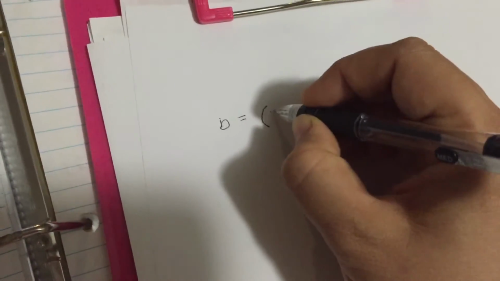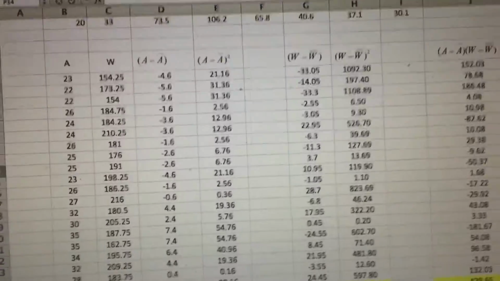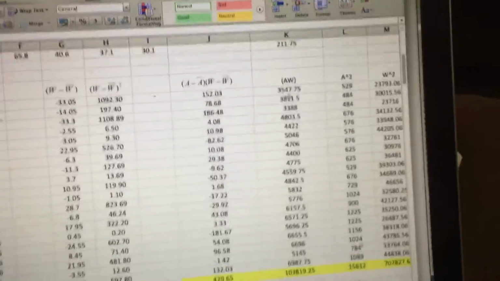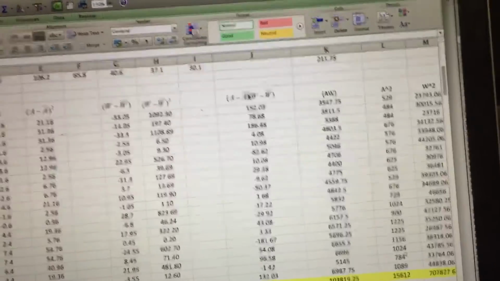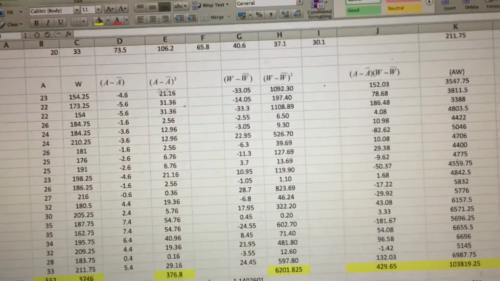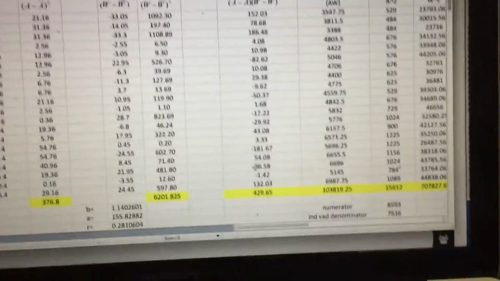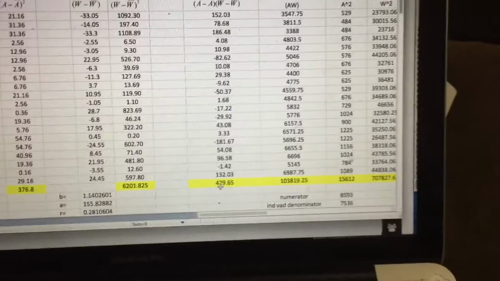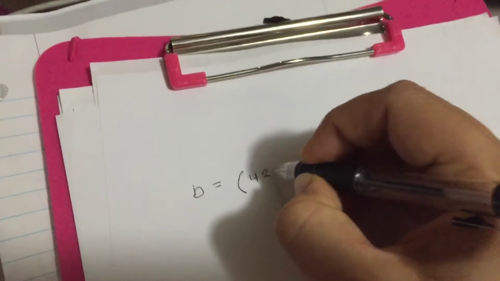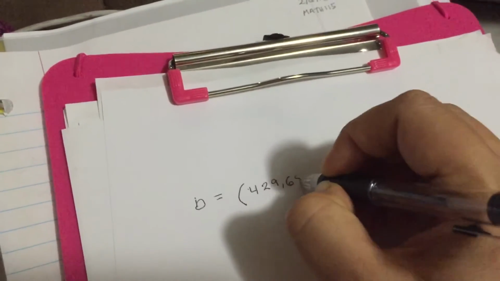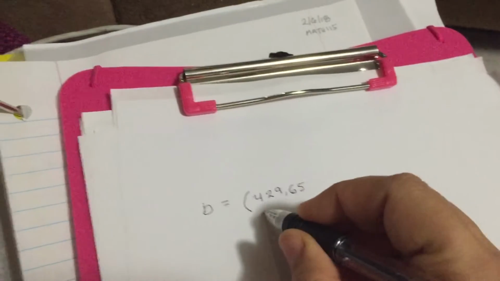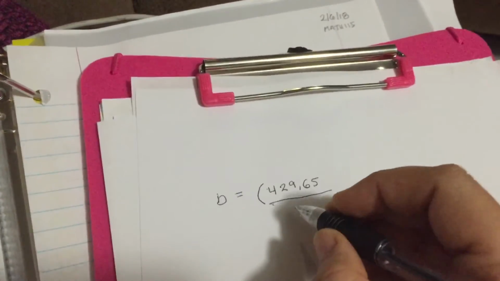Okay, so we've got b equals the sum of x minus x mean, so for us that is the age minus the age mean. Let's take a look. What is the age minus the age mean, times, see, we had multiplied these two together, right? And we got it here. And what is the sum of that? All of that is 429.65. Actually, we don't even have to put that in parentheses because that's already done for us.